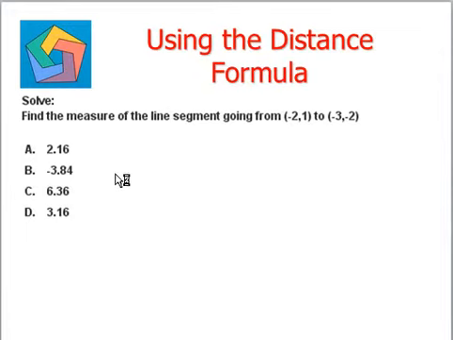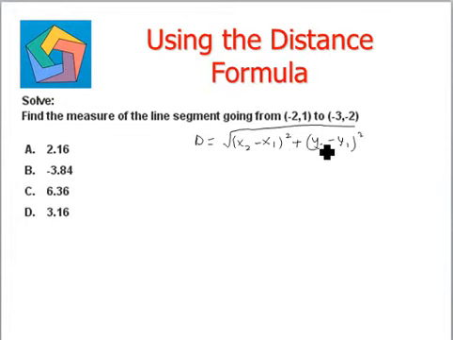The first question says solve. Find the measure of the line segment going from negative 2 comma 1 to negative 3 comma negative 2. The distance formula: the distance d between 2 points is given by the square root of x2 minus x1 whole squared plus y2 minus y1 whole squared, where x2, x1, y2, y1 are the coordinates given to us.